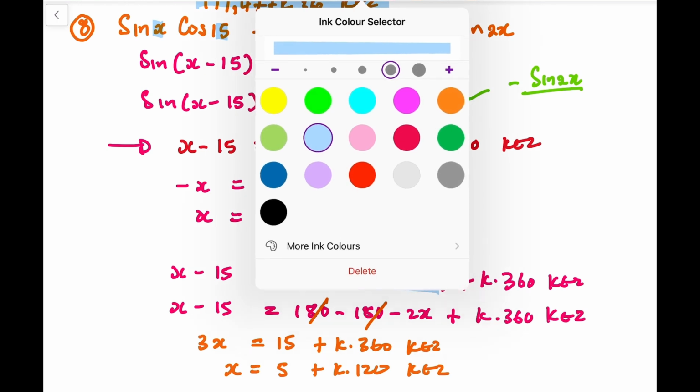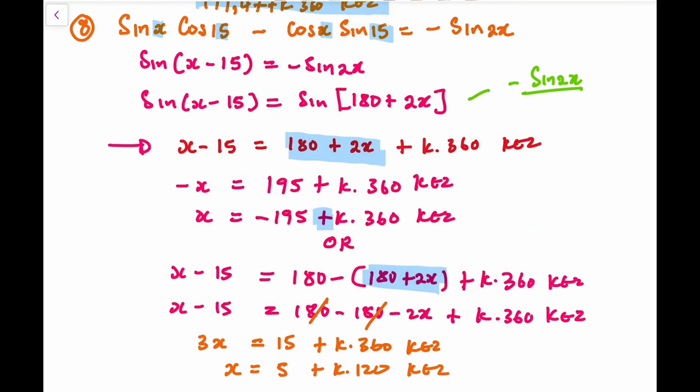So here are our solutions. So the first one, where is the first one? Here is the first solution. Remember, if you want to make this angle here positive, you can always add 360. This one, fortunate enough, it is already positive. And then we are done with number 8. Let's move to number 9.